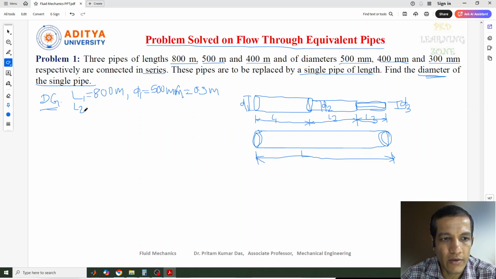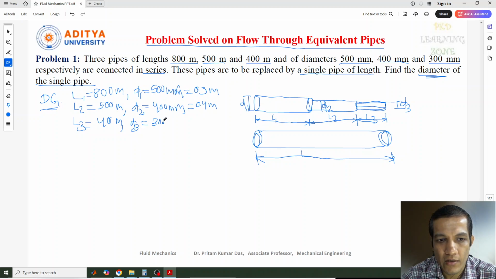For that particular L2, D2 is given, diameter 2 is 400 millimeter. Here also, convert into meter. And finally, the third pipe has a length of 400 meter, and for that pipe, diameter D3 is 300 millimeter, which we can write as 0.3 meter.